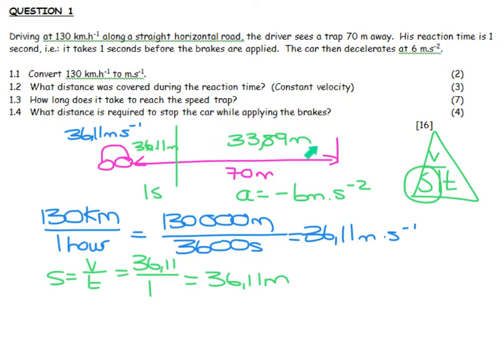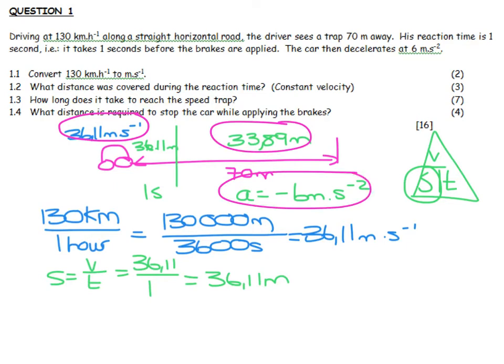That distance, 33,89, is going to be decelerated at negative 6 meters per second squared. And I am going to have an initial velocity of 36,11, because for this whole trip over here, 36,11 meters per second is the velocity. So let's take a look at what they ask now. How long does it take to reach the speed trap? So I am going to work out the final velocity when I've got this information, and this information. So let's try that.